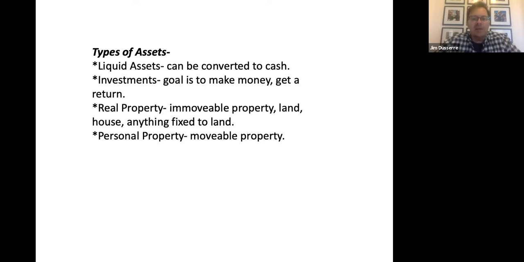The goal is to make money, to get a return. Real property, once again, the goal for that is to potentially make money, get a return. Real property, that's immovable property. When you see real property, generally it's associated to real estate. Real property, immovable property: land, housing, anything fixed to a land, right?